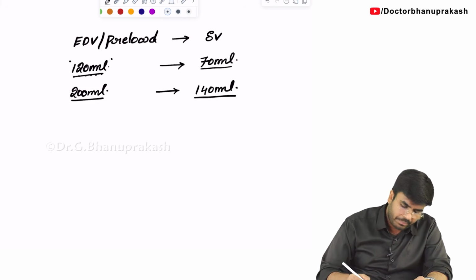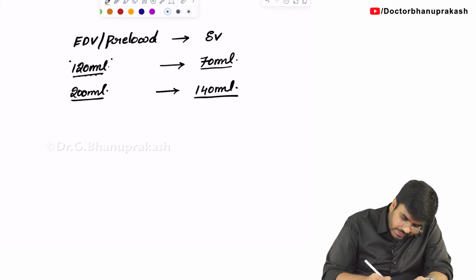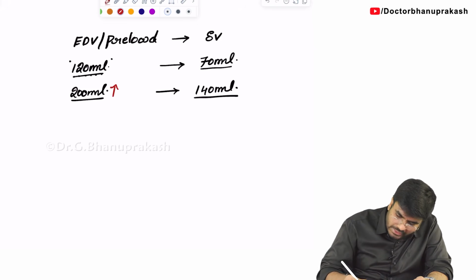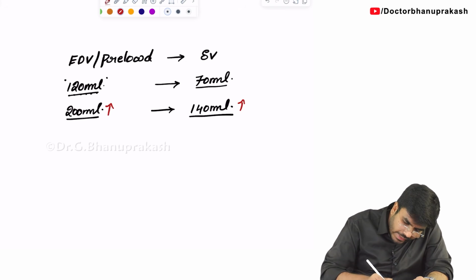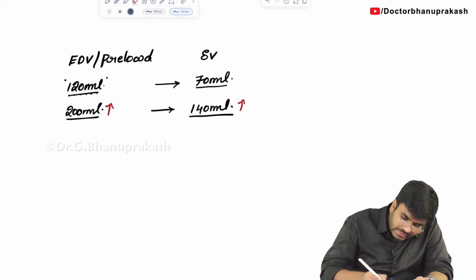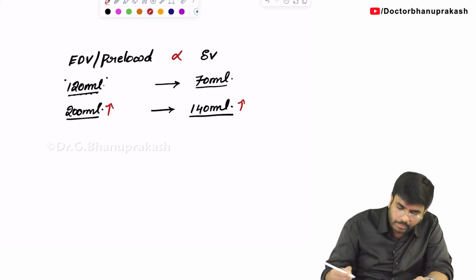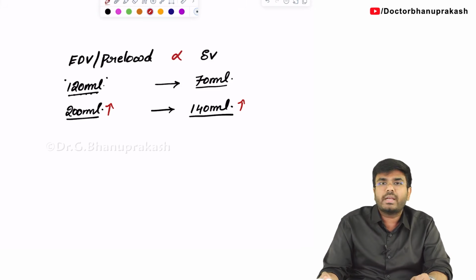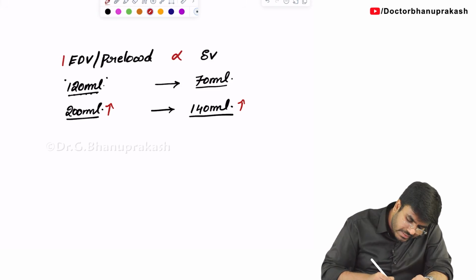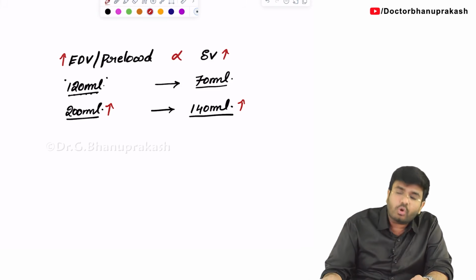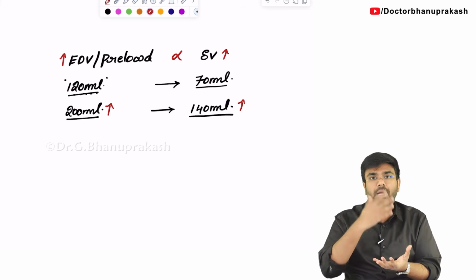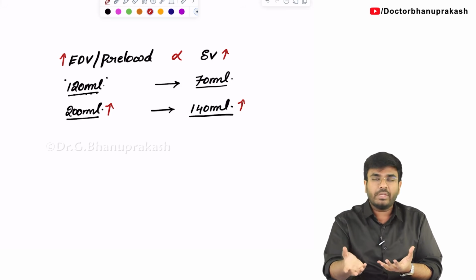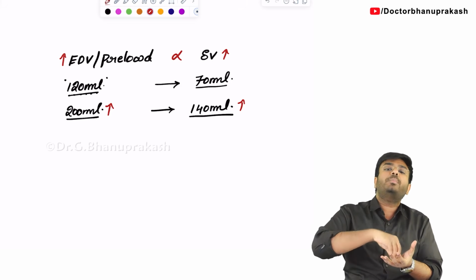So what I am trying to say is, whenever you increase the preload, automatically stroke volume also increases. So yes, preload or end diastolic volume is directly proportional to stroke volume. Which means if you increase the end diastolic volume, stroke volume will also be more. The more you fill the heart, the more will be ejected. If you keep more blood in the heart, it is going to pump more blood.